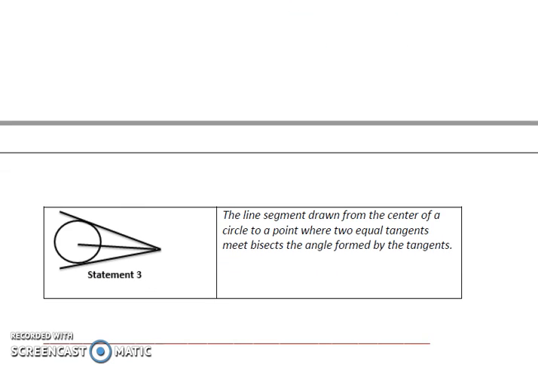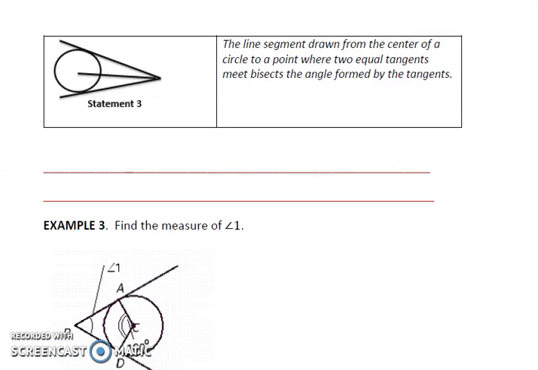Statement 3. The line segment drawn from the center of a circle, so this line segment here, where two equal tangents meet. So these are lines that are tangent to the circle, so they're tangent lines. So if this line segment is drawn from the center to where these two tangent lines meet, this line bisects the angle formed by the tangent. So this angle is bisected by this line that goes to the center of the circle. So it divides this angle in half.